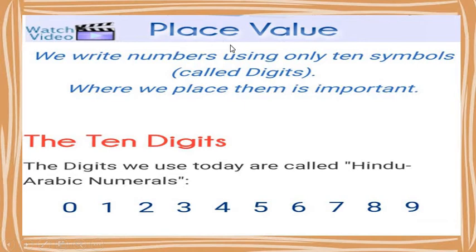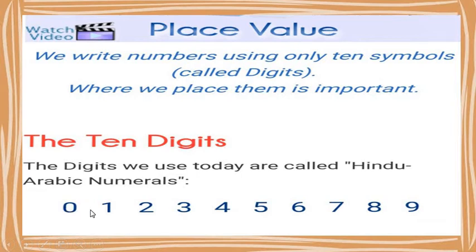Today we are going to learn about place value. What is the place value? We write numbers using only 10 symbols called digits. Where we place them is important. The 10 digits we use today are called Hindu-Arabic numbers. Look, 0, 1, 2, 3, 4, 5, 6, 7, 8 and 9.